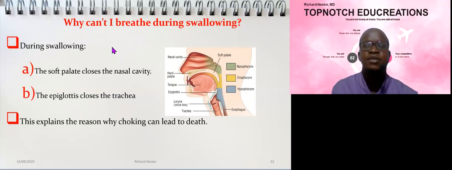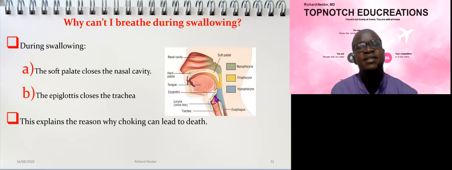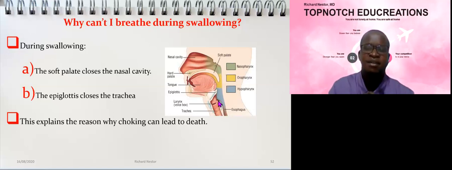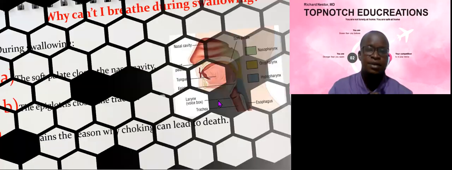So during swallowing, two things happen that make breathing impossible. When boluses are being pushed down the pharynx, the soft palate rises, and when it rises, it blocks the nasal cavity. At the same time, the boluses, when they move downwards, press the epiglottis downwards. When the epiglottis is pressed downwards, it covers the trachea or the windpipe. That means breathing becomes impossible during swallowing, and this explains why choking can be very dangerous.